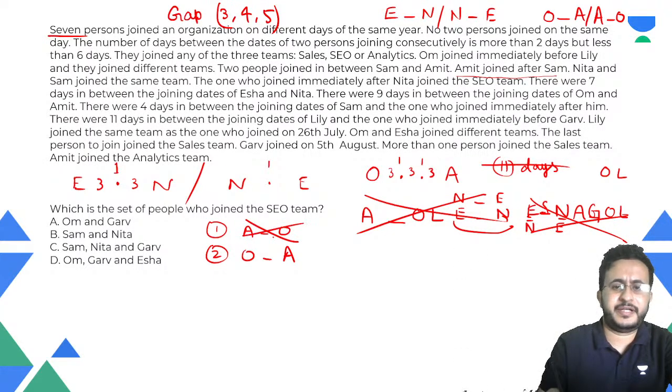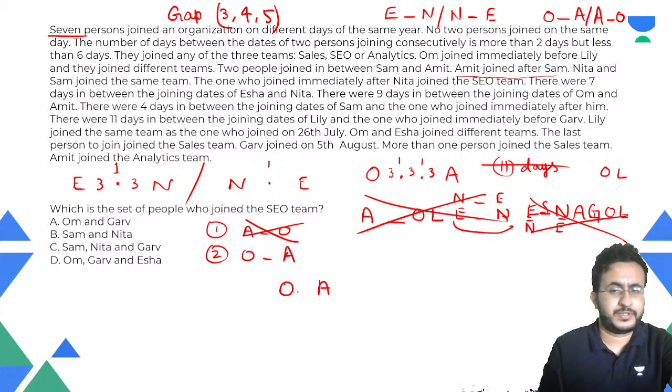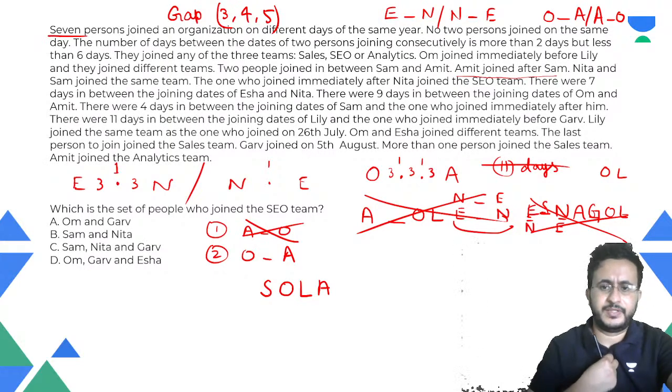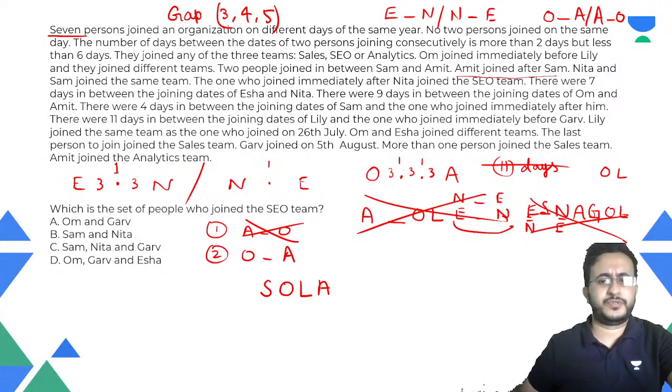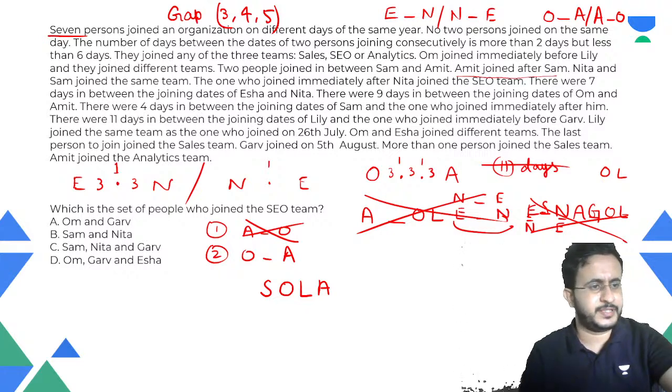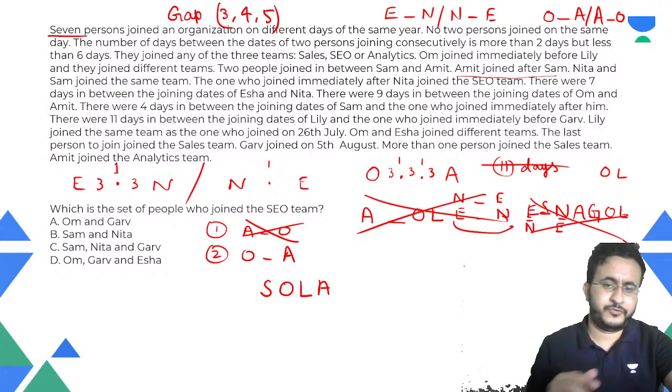So when we considered A before O, that is not working out. So that means A will come after O. And A comes after O. Immediately after O is L. And we have S before A, so 2 people between Sam and Amit. So we will add SOLA. Okay, so we will get SOLA. So this 4 people set is done.